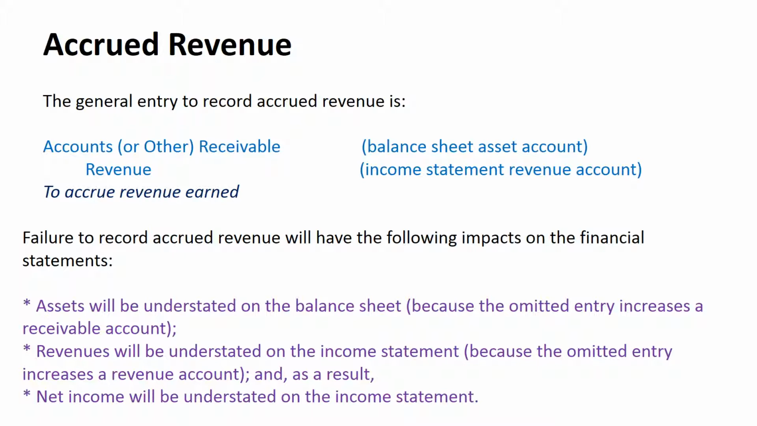Failure to record accrued revenue will have the following impacts on the financial statements. Assets will be understated on the balance sheet because the omitted entry increases a receivable account. Revenues will be understated on the income statement because the omitted entry increases a revenue account, and as a result, net income will be understated on the income statement.